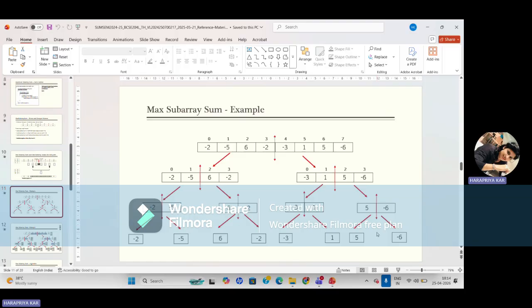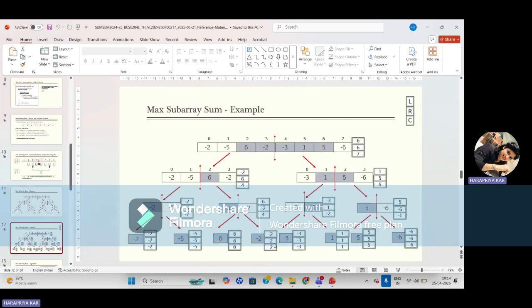So here you see the maximum subarray sum example is given. In this example, you can try to solve it. Okay, how it is working: here also maximum value, here also maximum, here also maximum after taking the subarray. Okay, here also maximum, here also maximum. So like this, you have to continue until the end of the particular element.